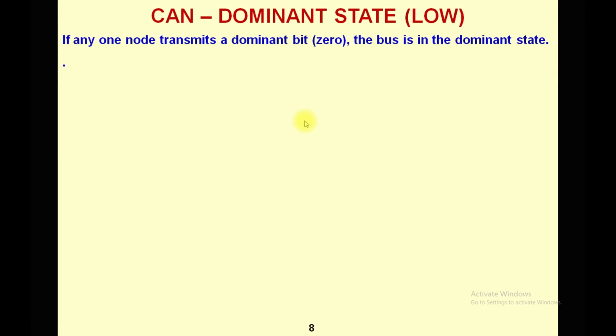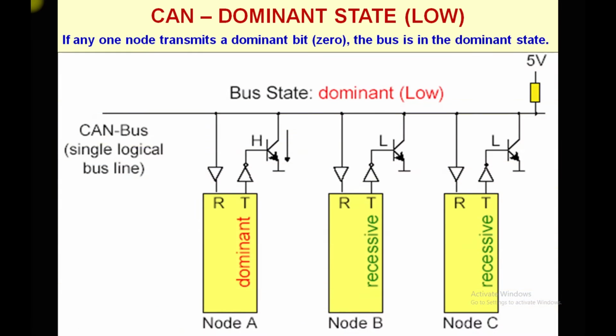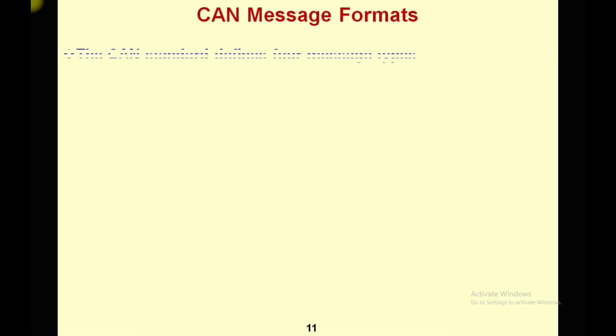So the CAN dominant state: if any one of the nodes transmits a dominant bit, the bus is in the dominant state. As we see here, node A is sending out a dominant bit, which is 0. So the transistor is on because it is inverted. 0 is inverted to 1. So the pull up voltage is dropped to the ground, and the bus has become dominant, which is, the bus has become low.